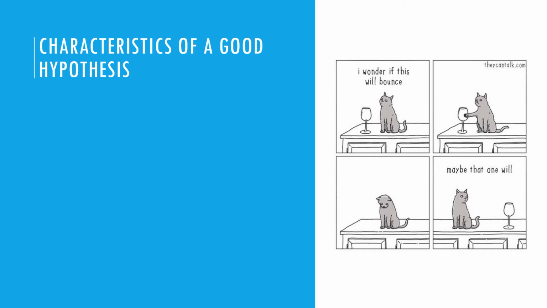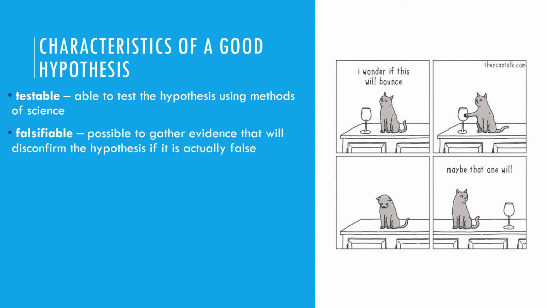Characteristics of a good hypothesis. There are three general characteristics of a good hypothesis. First, a good hypothesis must be testable and falsifiable. We must be able to test the hypothesis using the methods of science. And if you recall Popper's falsifiability criterion, it must be possible to gather evidence that will disconfirm the hypothesis if it is actually false.